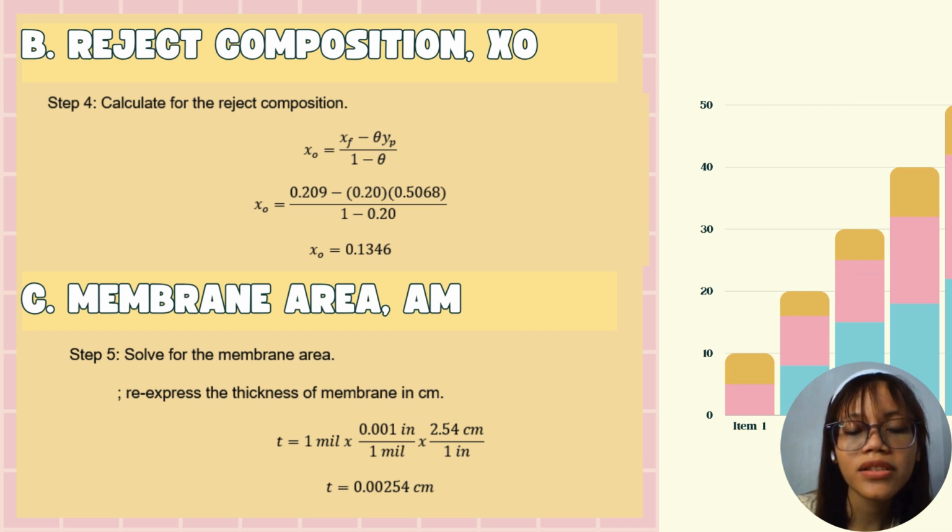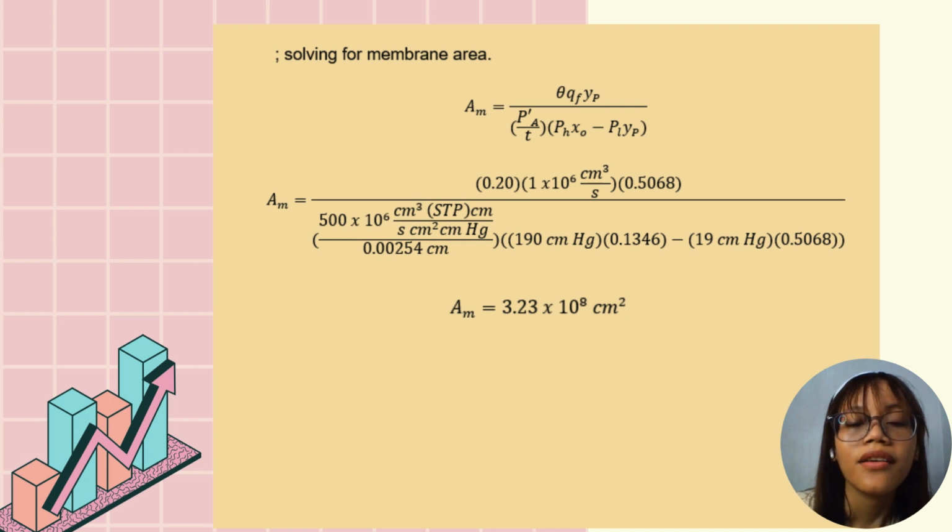Then next, we're going to calculate for the membrane area, AM. The calculation first is we're going to re-express the thickness of membrane in centimeter since it's given in mil. So the thickness is 0.00254 centimeter. Then, for the calculation, the area is equal to theta QF YP over P prime over T times PH X sub 0 minus PL YP.